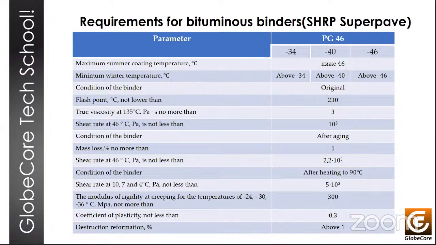So the gradation of zones for low and high temperatures is made at 6-degree intervals, so like steps. As an example, this slide shows the requirements for bitumen grades PG 46-34, 46-40, and 46-46. As indicators for assessing the suitability of a binder for each of the zones, the following are used: true viscosity, shear index before and after aging in a thin layer or under pressure, modulus of stiffness, critical deformation, and coefficient of plasticity. Next slide, please.